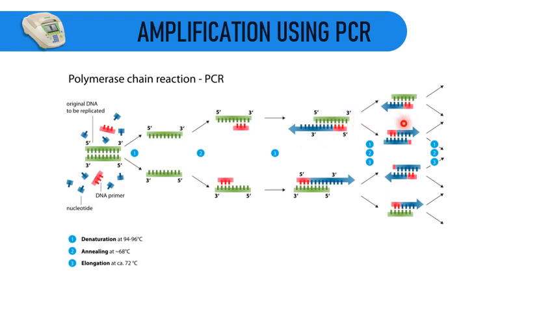The same cycles will repeat, and within 6 to 7 cycles we can get thousands of copies of DNA which we wanted to work out further.